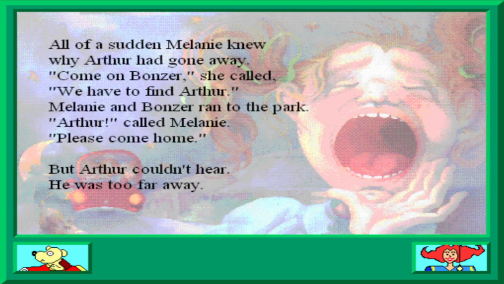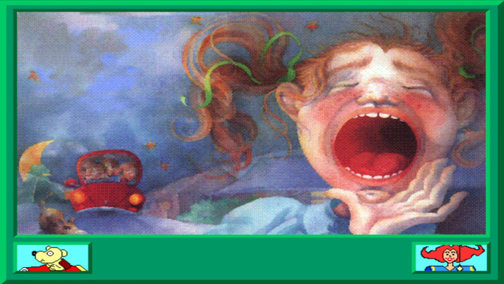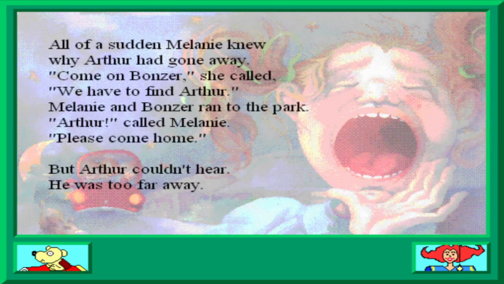Now Melanie and Bonzer wanted to find Arthur. Click a word that tells where Melanie and Bonzer went to look for Arthur. Park. They ran to the park and called, "Arthur, please come home." Click a word that tells where Arthur might have gone. Far away. Arthur was in a far away place.